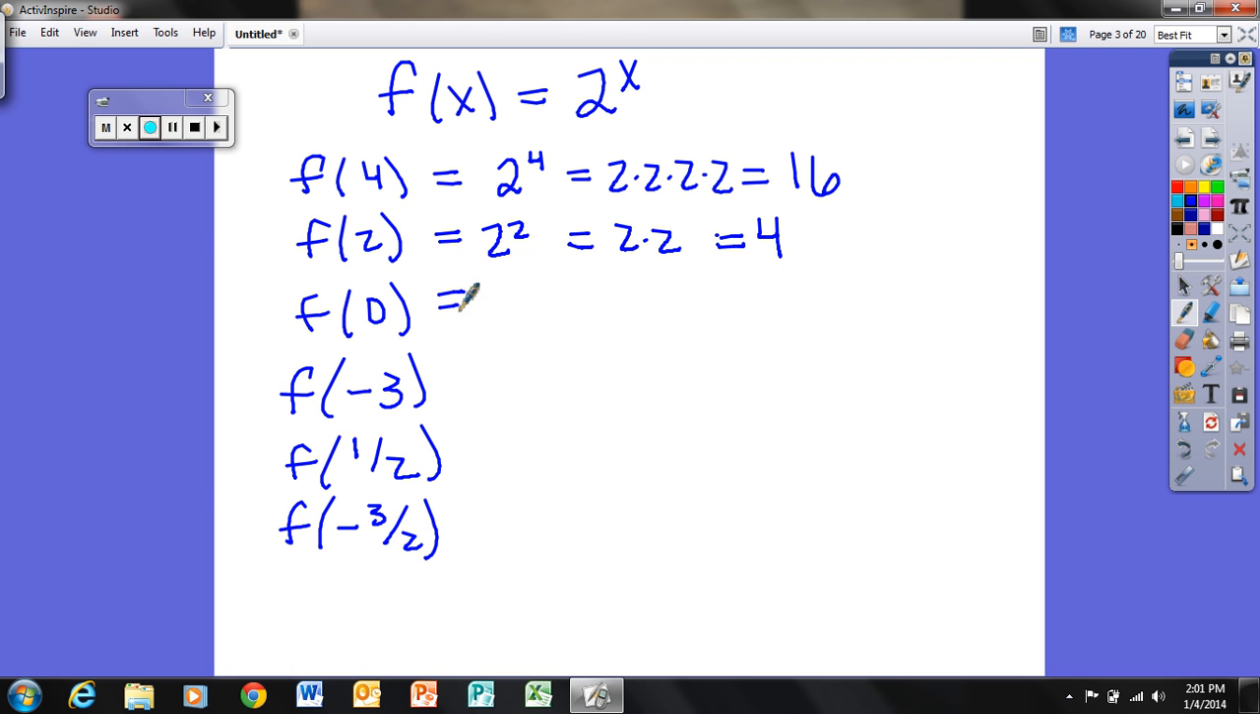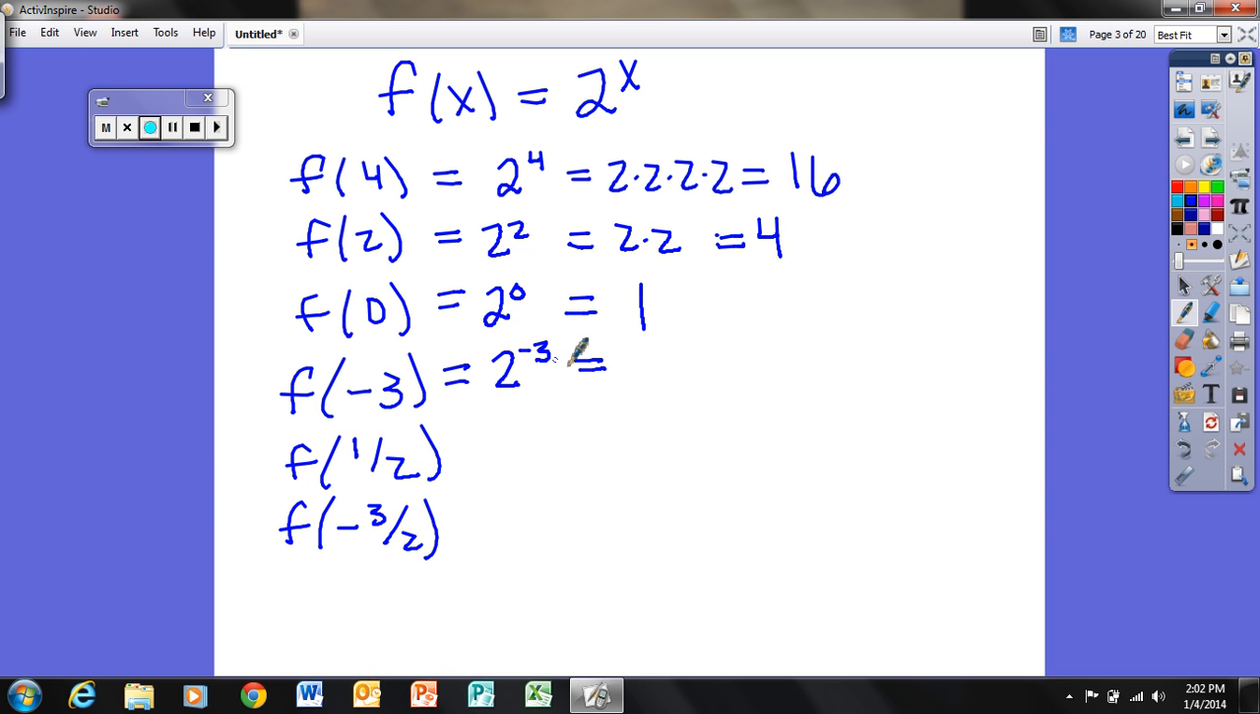F of 0. So this is actually my favorite exponential function because remember, anything raised to the 0 power is always equal to 1. And a lot of times that'll really help us out, and it's going to be really important when we talk about modeling a little bit later on. F of negative 3. So again, I'm just going to write it in as x, but we don't like negative exponents and we can't solve them, so we have to fix it.